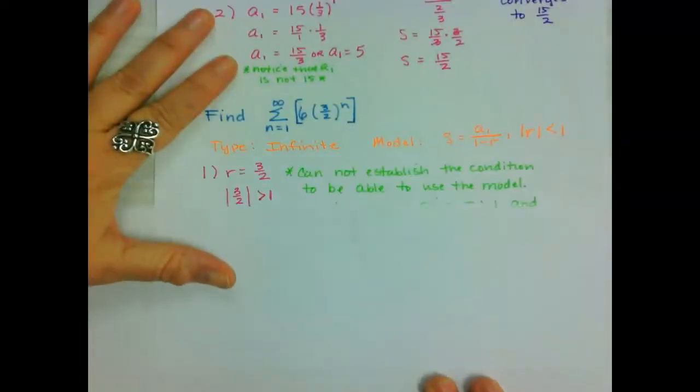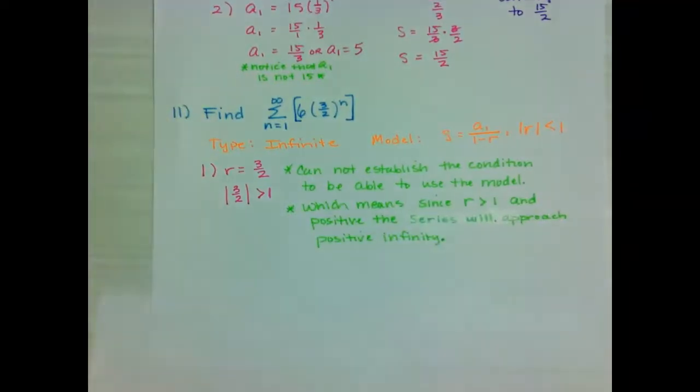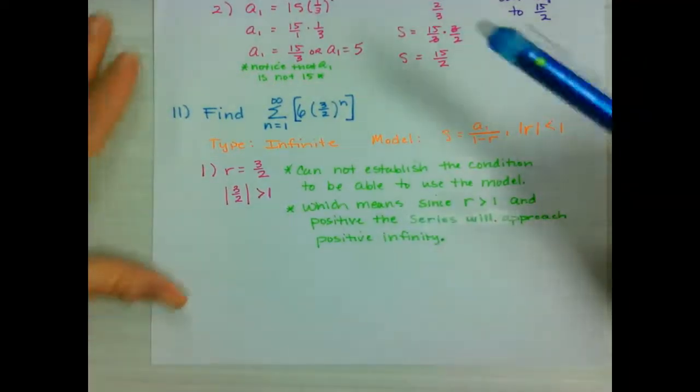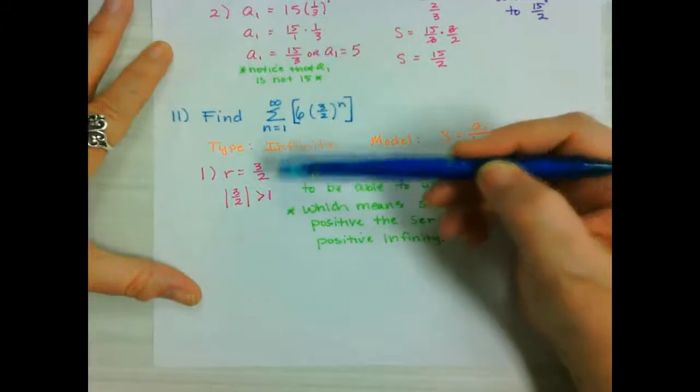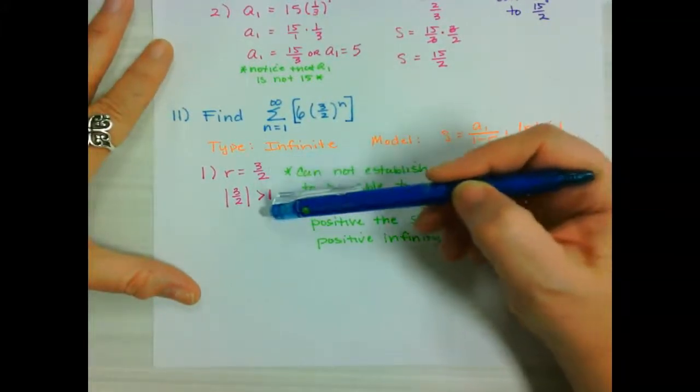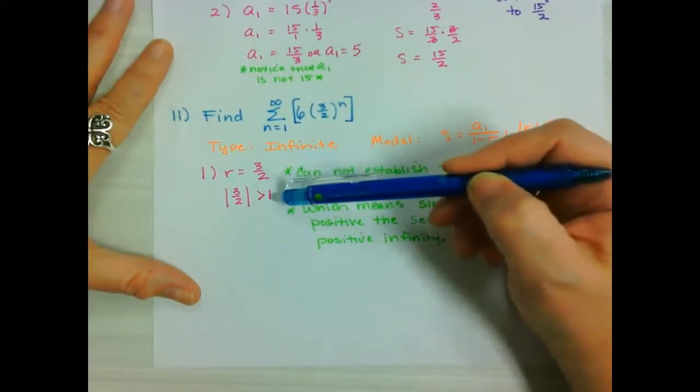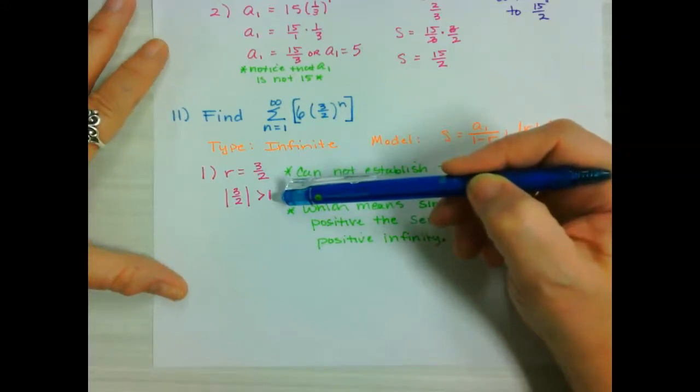Okay, so we're going to go down here to the first part. Step 1 is establishing the condition. So my ratio is 3/2. Absolute value of 3/2 is greater than 1. It's not less than 1, which means it's not converging to a value. So we need to explore further.